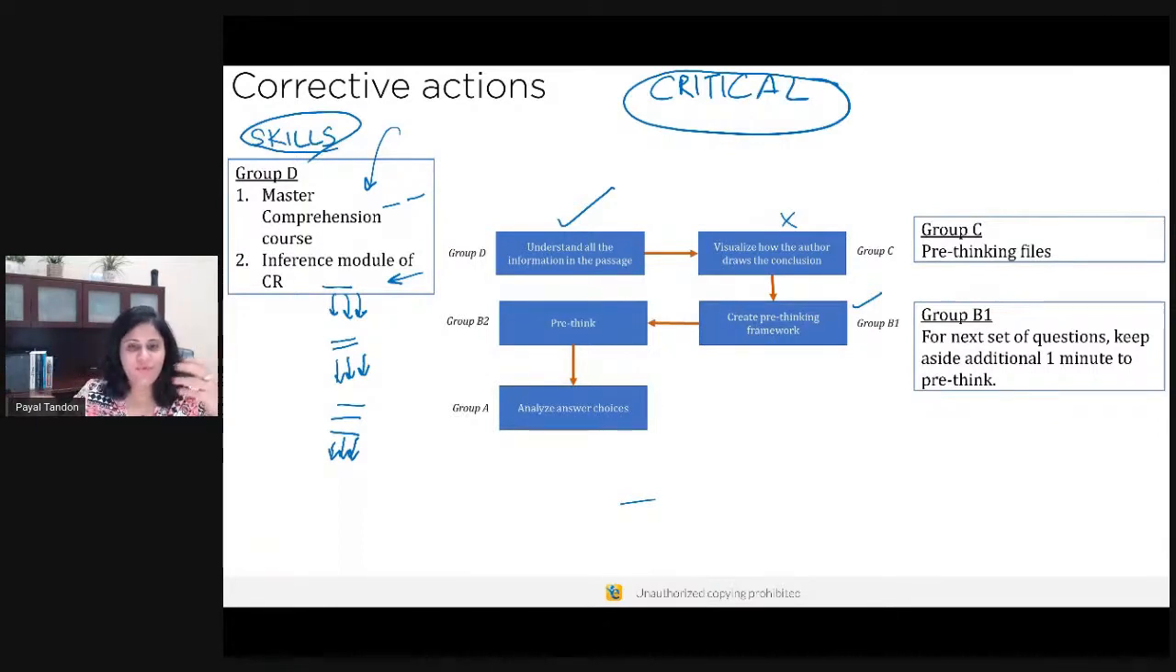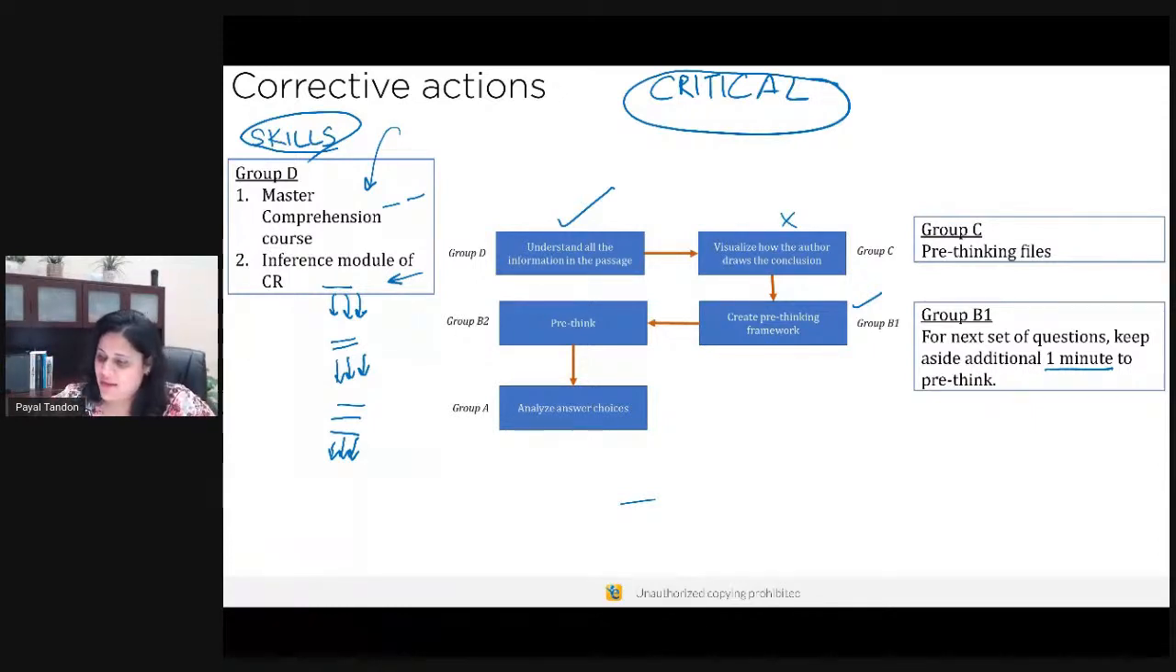For the next set of questions, you need to keep aside 1 minute to pre-think. Forget about the timer. As I said, forget about the timer, but you need to keep aside that 1 additional minute to pre-think. That's what you need to do for the next set of 10 questions that you solve, or for the next set of 5 questions that you solve.